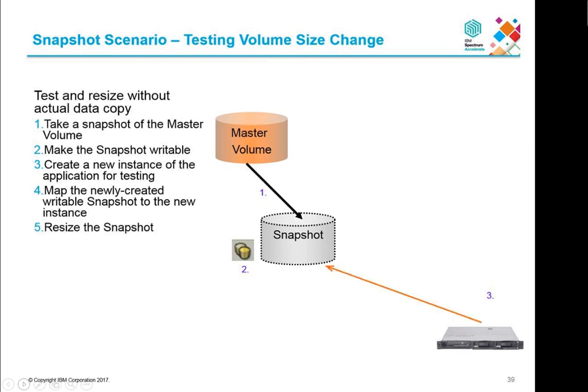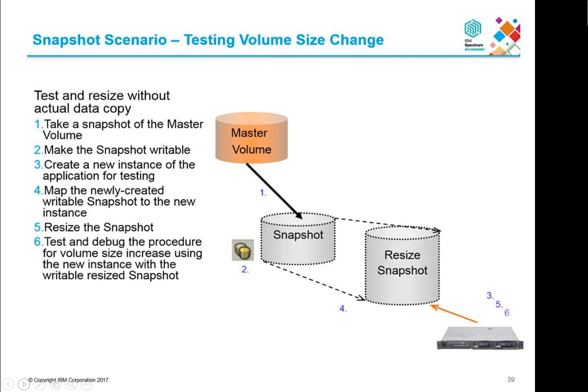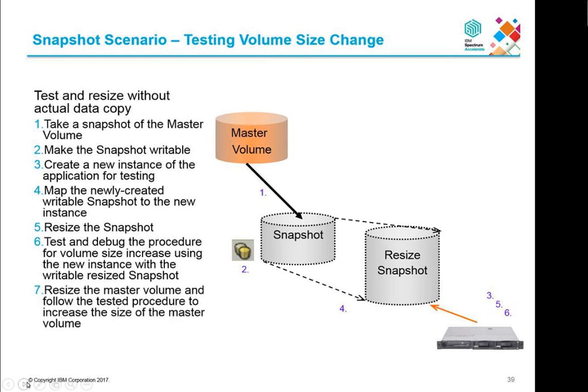Then I start the application and resize the snapshot and make sure that the application can deal with it, both the operating system, the file system, and the application. If it doesn't, I haven't broken production. I go back, figure out what went wrong, restart the process, and I can do it iteratively until I get it right. Once I have the process down, then I know I can resize my master volume in production and not affect production.